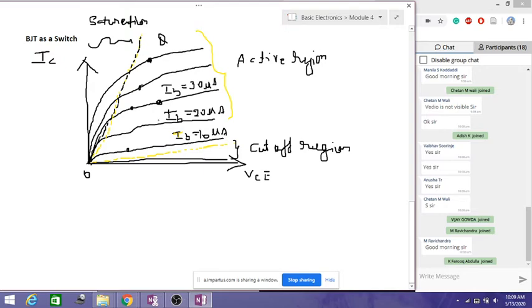If the Q point is within this region here, then we say the transistor is in the active region. If the Q point is shifted somewhere here or here, then we say here the transistor is in saturation region and here the transistor is in cutoff region. So for the transistor to work as a switch, it has to work between the two regions, that is the cutoff region as well as the saturation region.